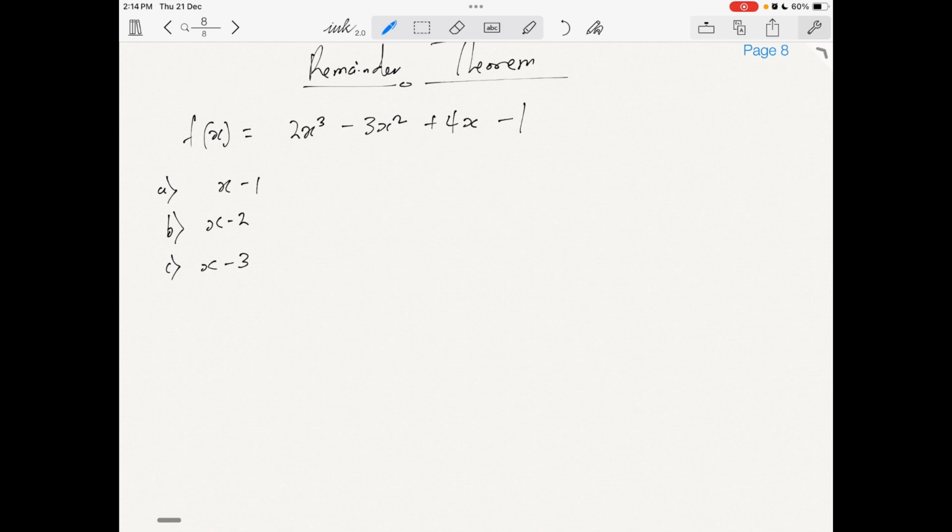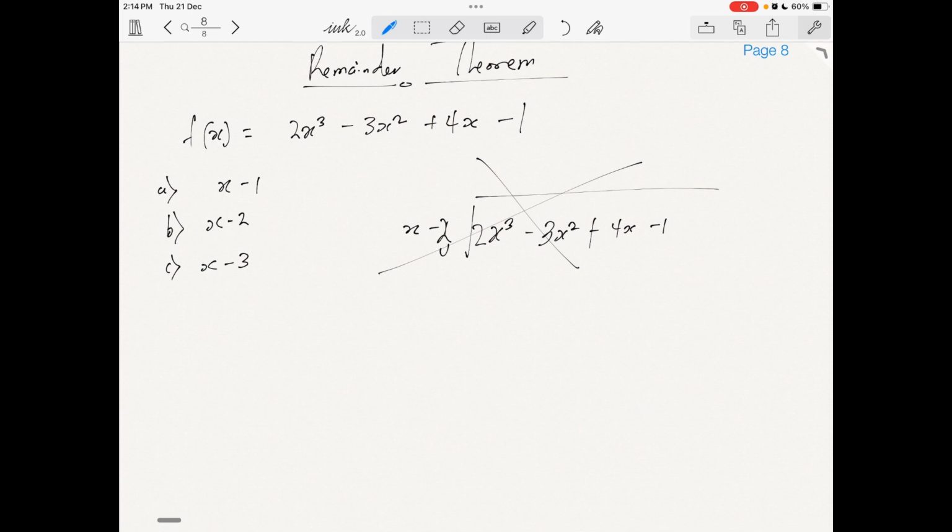Now, we can use the long division method as we did in our previous video, where we do 2x raised to power 3 minus 3x squared plus 4x minus 1, and then we have x minus 1 here, or instead of x minus 1 we can have x minus 2 to find the remainder, or x minus 3 to find the remainder. So what if we don't want to go through this route? What if we want to just find it directly? So how do we go about that? That's the question.